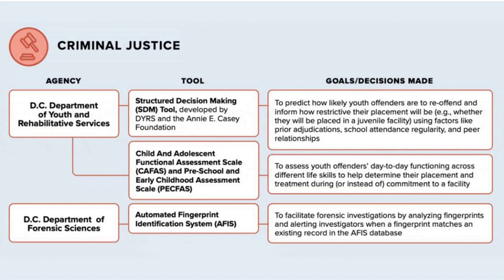The algorithms span a variety of municipal functions. Criminal justice: The Department of Youth and Rehabilitative Services developed a model that estimates a juvenile offender's likelihood of committing new crimes using data such as school attendance and prior court cases. The police department uses systems including ShotSpotter to locate the source of gunfire and Trapwire to find patterns in reports of suspicious behavior.